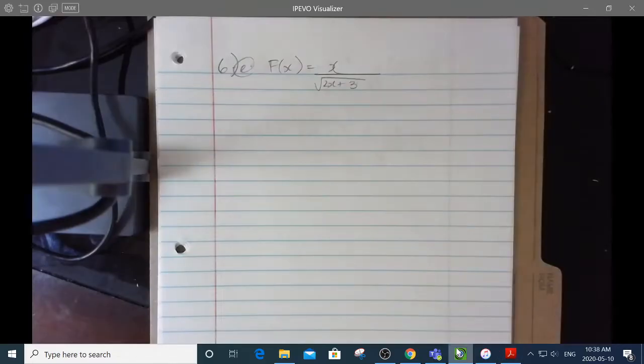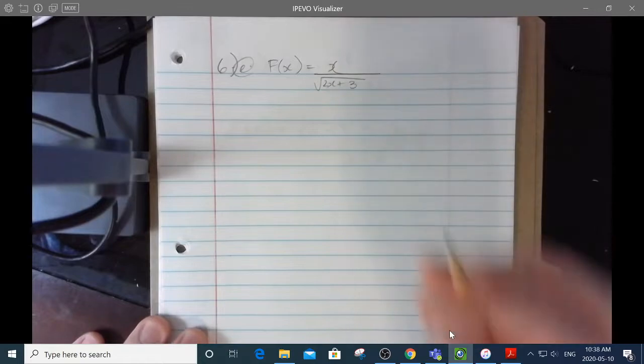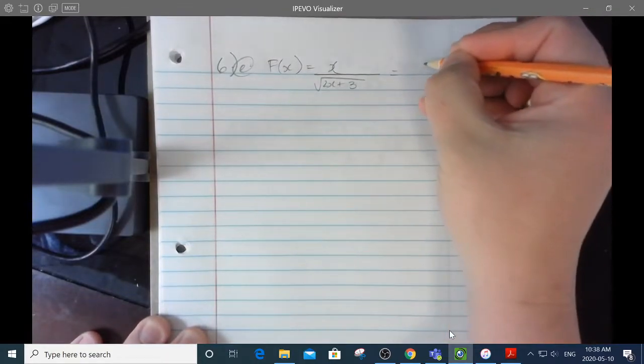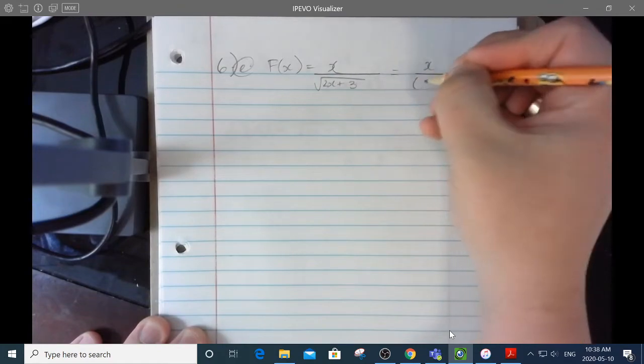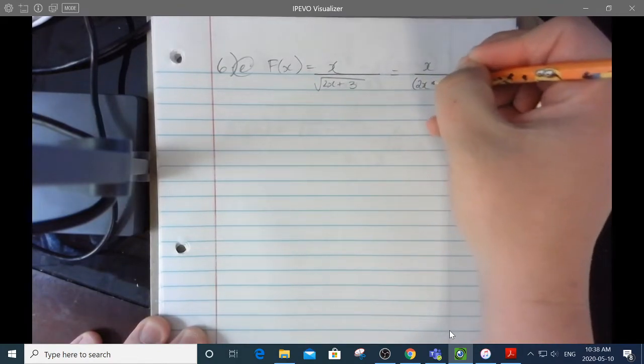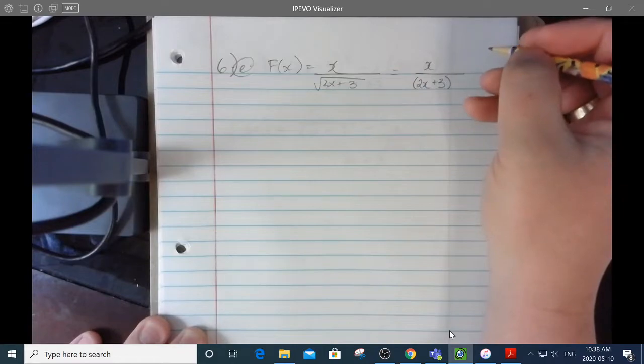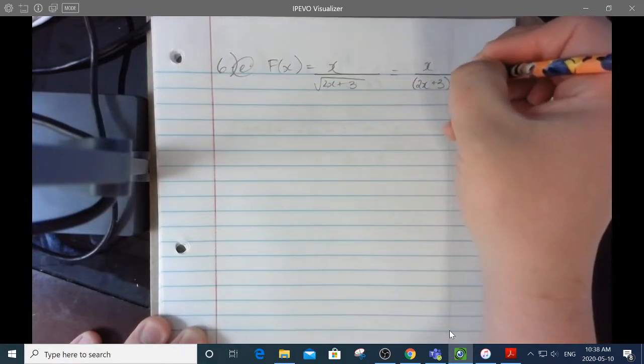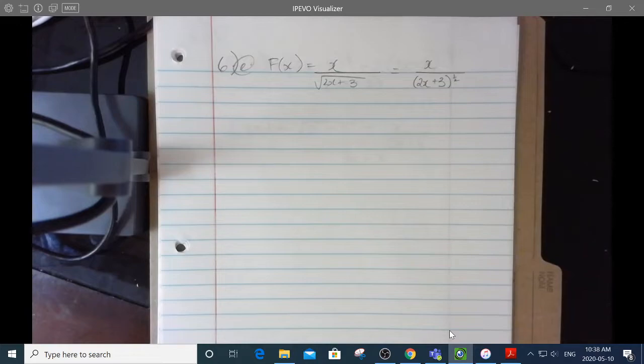So all that we have to do with 6e is differentiate this thing. And it doesn't look all that hard. Obviously, it's going to be a chain rule and a quotient rule put together. As we usually see in these questions, the first step is to change the radical to a rational exponent. So it looks like that, 2x plus 3 to the power of a half. Now I can approach it with my quotient rule and my chain rule.